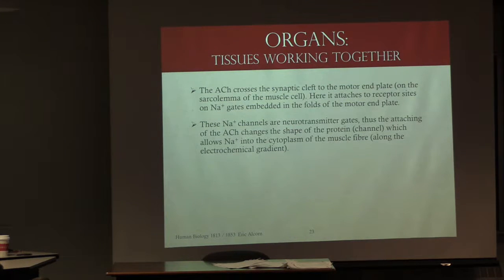This whole thing is the neuromuscular junction. Everything I'm drawing here is part of the neuromuscular junction. Directly underneath the axon is the motor end plate. What I'm drawing here is folds in the sarcolemma. So this is the plasma membrane of the muscle cell.